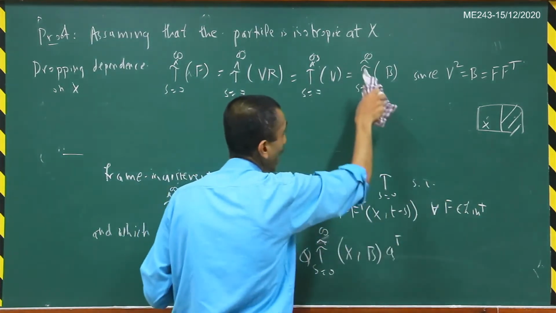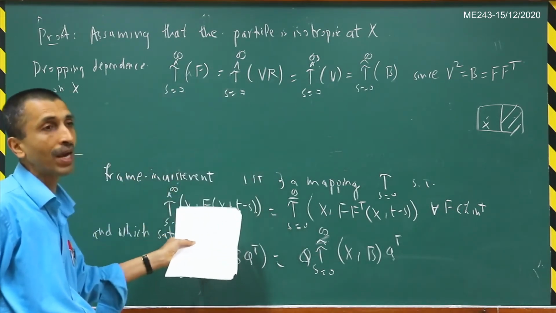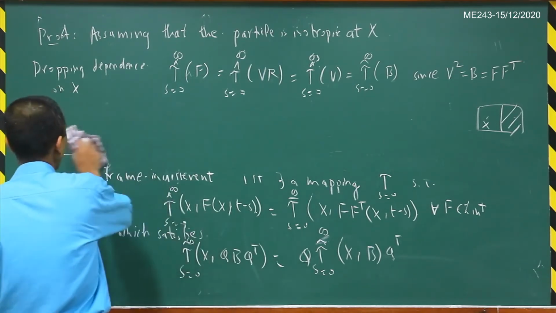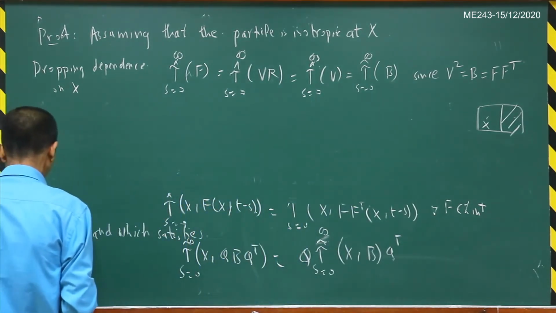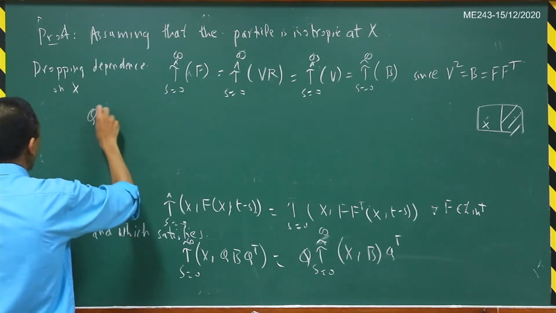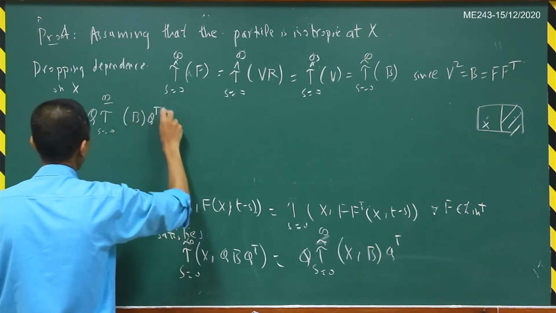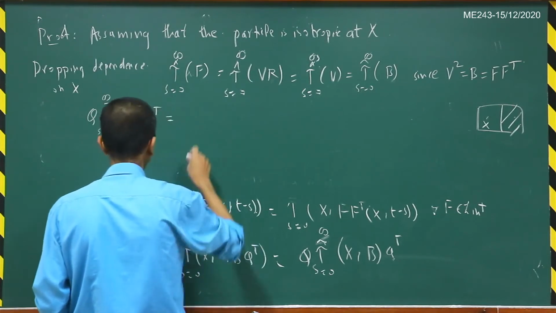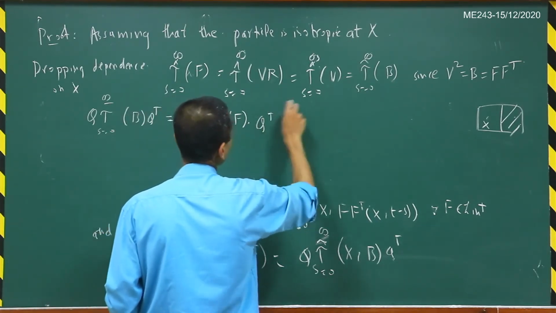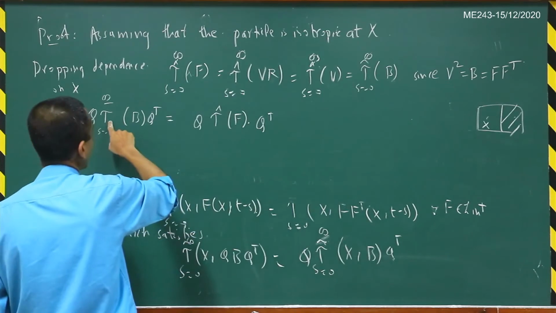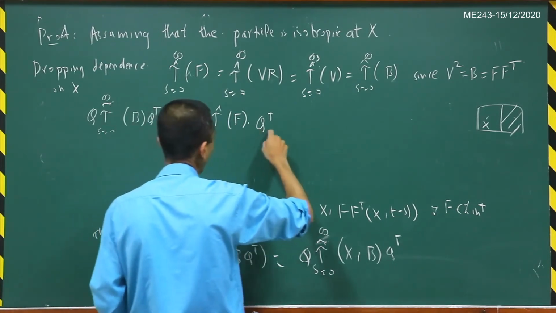So far I have not used the property of material frame indifference; so far I have used only isotropy. Now I will combine the two notions of isotropy and frame indifference and see what we get. We get Q times tau tilde of V, from s equal to 0 to infinity, times Q transpose. This is equal to Q times tau hat of F times Q transpose, just by this particular relation here. So tau tilde of B is nothing but tau hat of F, and then we will use MFI.